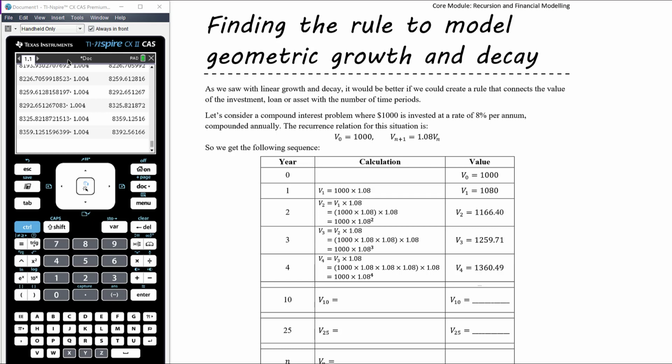As I said, when we did this for linear growth and decay, we need to be a bit cautious about this, because in a couple of lessons' time we'll start to talk about loan situations where we're combining geometric growth and decay and linear growth and decay. So for example, a compound interest loan where we make repayments, so we multiply by a value to earn interest for the compound interest, and then we subtract a value for the repayment. Where we're combining those two things together, it's not possible to create a rule that enables us to get straight to the 20th term, for example.